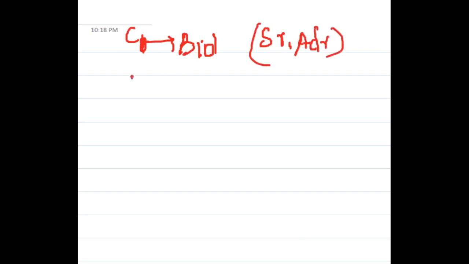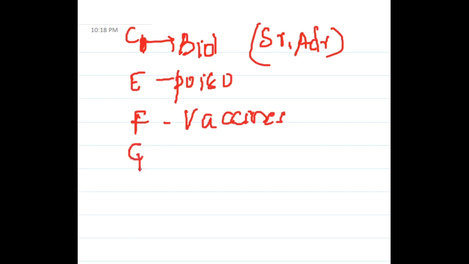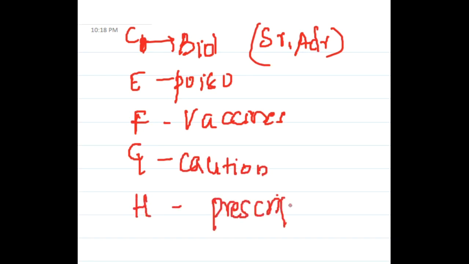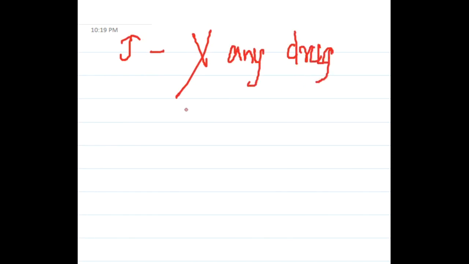We have Schedule C, which is for biological products like serum or adrenaline, and Schedule E for various poisons. Schedule F is for bacterial vaccines. Then Schedule G is for those drugs which should be used with caution. Schedule H is for those drugs which should always be given with a valid prescription. Then we have Schedule J, the list of diseases which cannot be treated under any drug now. Right now we do not have any drug for this Schedule J.